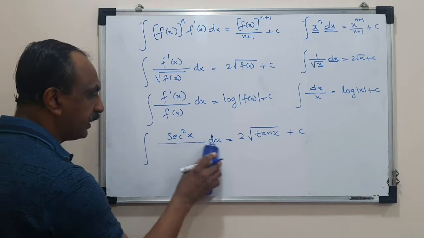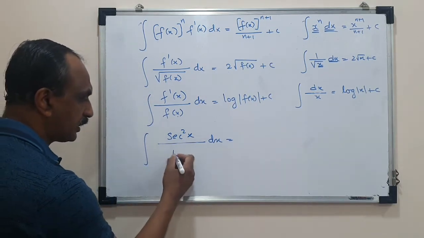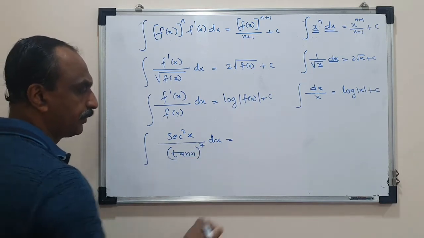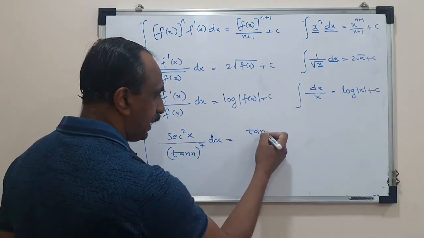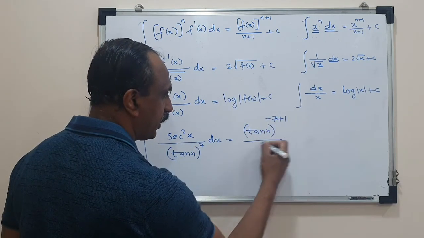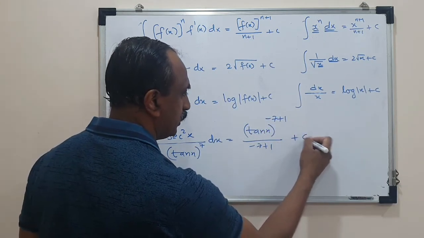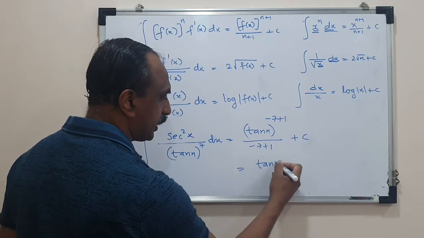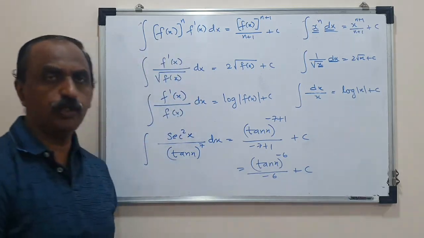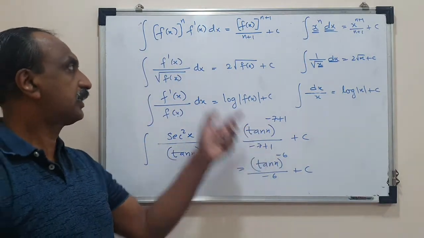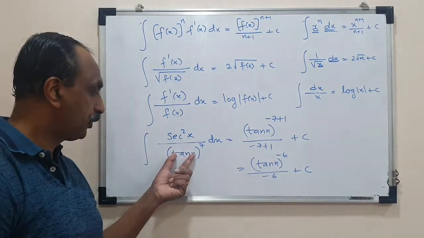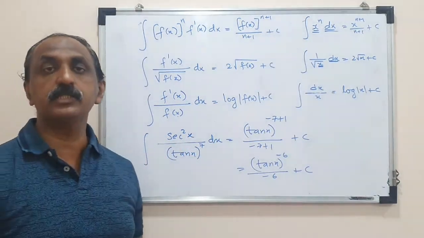Suppose I have a power here, let's say tan x raised to 7. My answer would become tan x raised to, now the power is minus 7 plus 1 divided by minus 7 plus 1. So it became tan x raised to minus 6 upon minus 6 plus c. This is how you can modify these 3 types of function in 3 different ways, but this method can only be applied when the base derivative is present. Otherwise, this method cannot be applied.